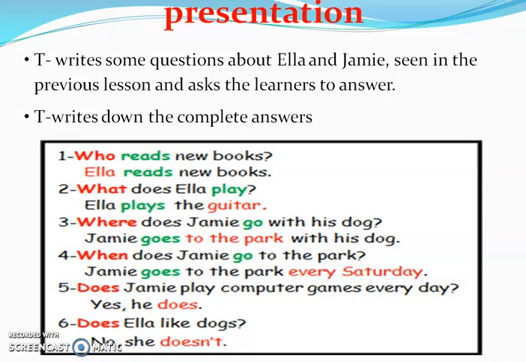Who reads new books? What does Ella play? Where does Jamie go with his dog? When does Jamie go to the park? Does Jamie play computer games every day? Does Ella like dogs?